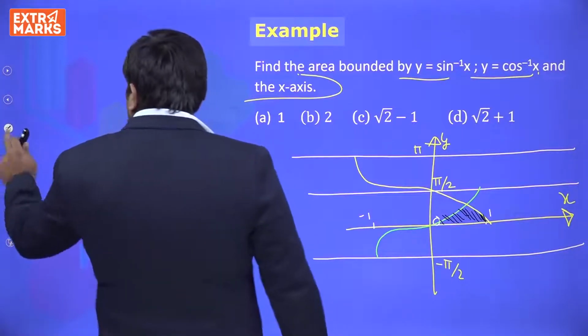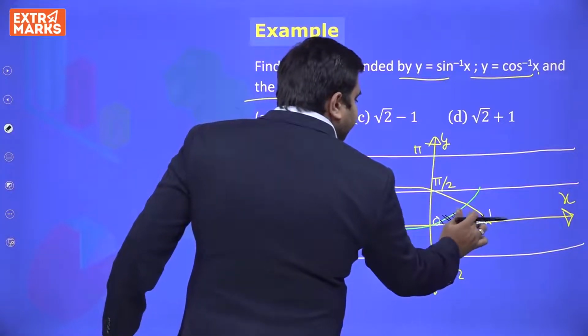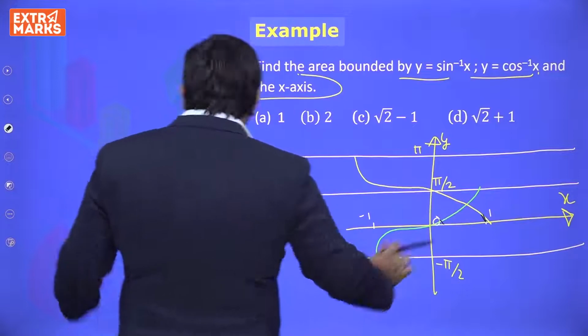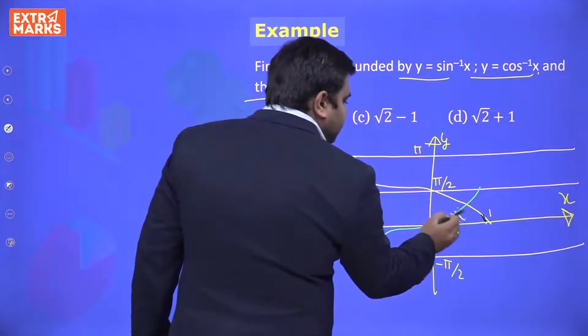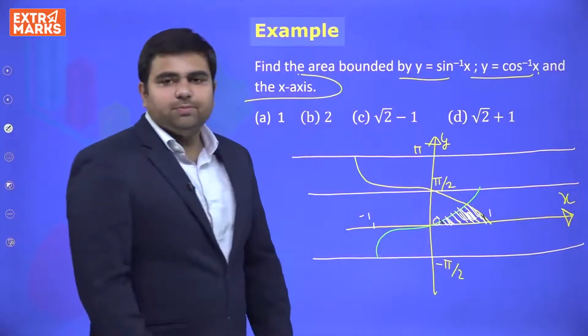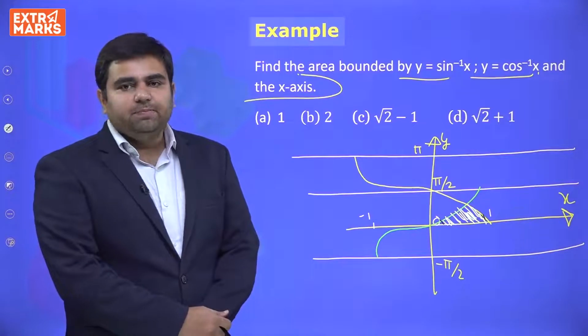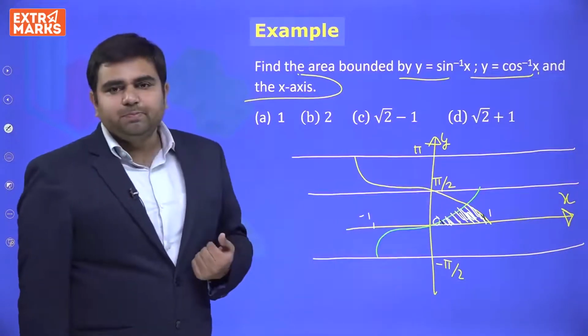So let me show you once again in a proper manner so that nobody faces any confusion over here. This is the required area. So how to calculate this area? See, the area bounded by these two curves and x-axis will be this only.